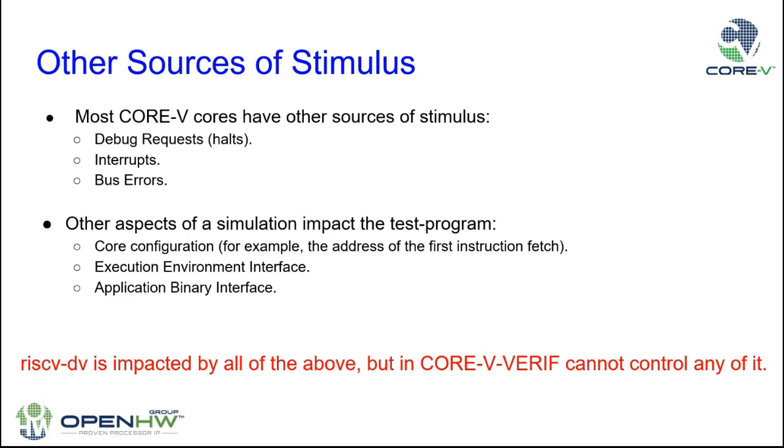Whoops, there we go. So riscv-dv is impacted by all of these things, but in Core5 it can't control any of it. So how do we control that? And we'll be talking a lot about that in the next few slides. Next slide.